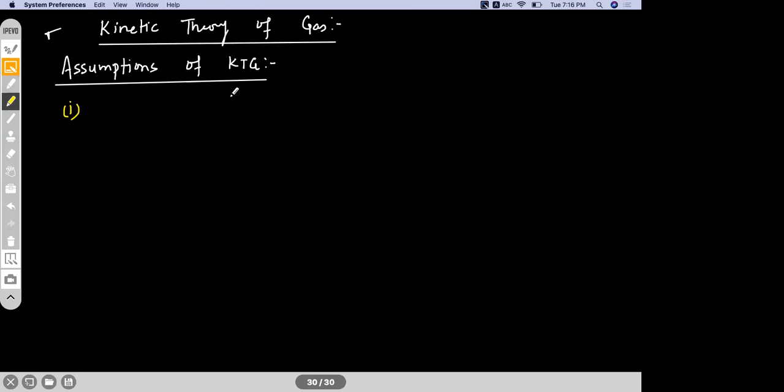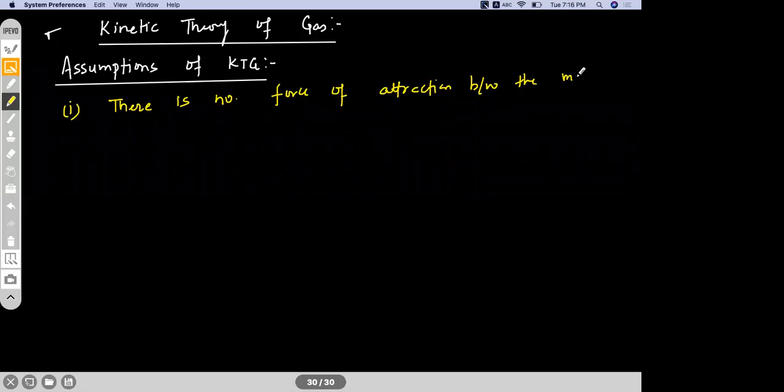there is no force of attraction between the molecules. Means IMF is zero, it is saying. Intermolecular force is not there. IMF is zero, right?